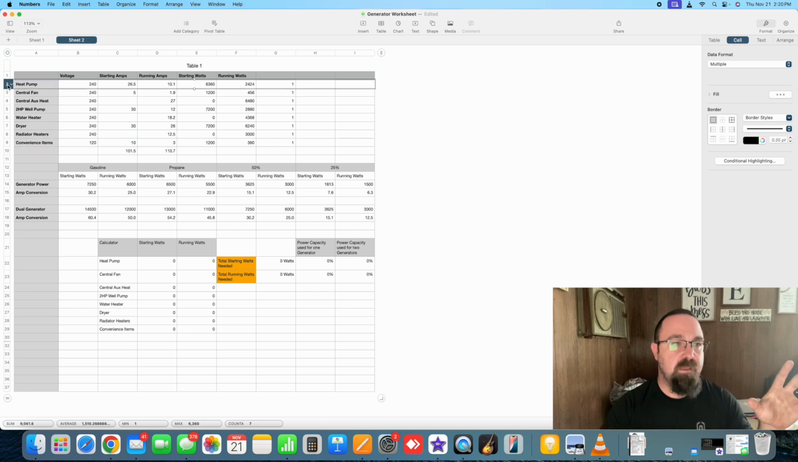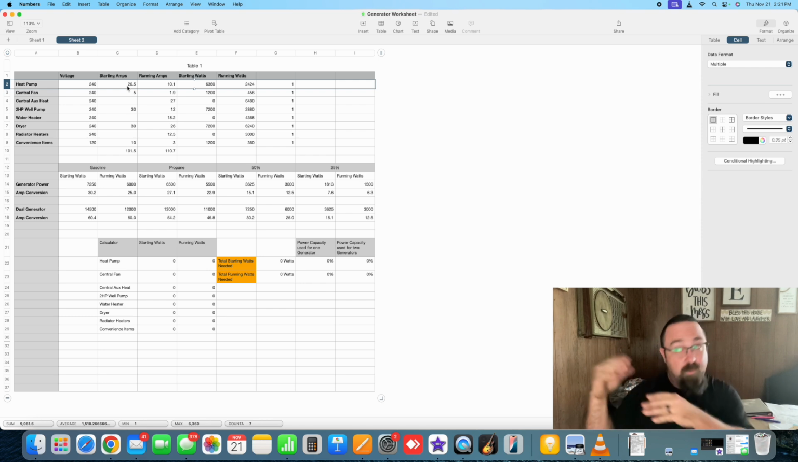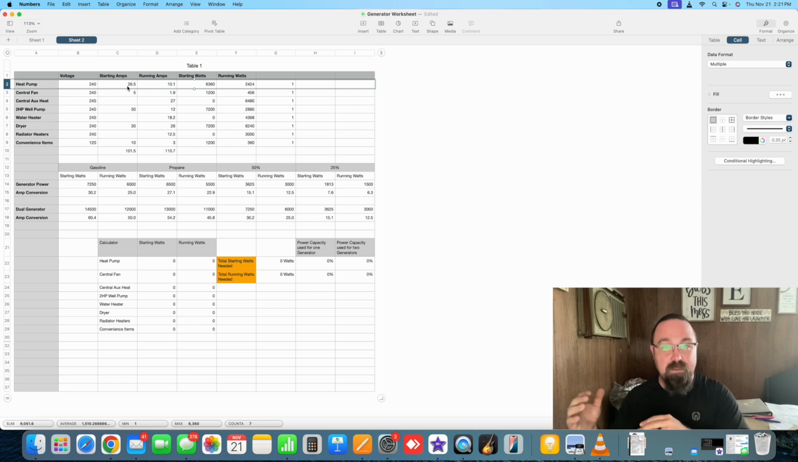feature. Now, you'll say, all right, well, now, dadgummit, look at that starting amps for your heat pump. Well, that's after I added in a soft start. I can now run my convenience items, my central fan, the heat pump, or the AC all off of one generator. Now, it'll be pretty much all that generator can do, but it can be done off of one generator. I'll demonstrate.